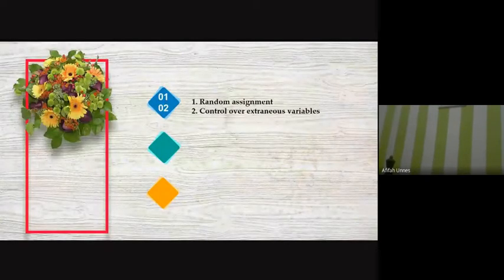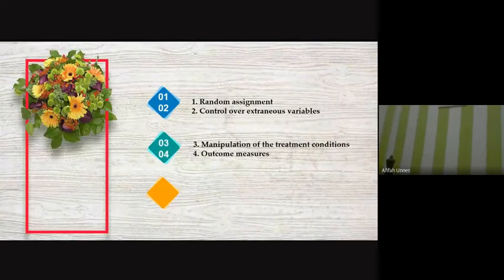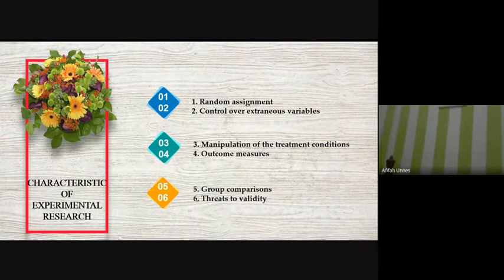Before you consider how to conduct an experiment, you will find it helpful to understand in more depth several key ideas central to experimental research. The first characteristic of experimental research is random assignment.